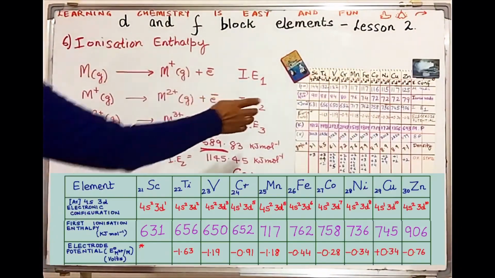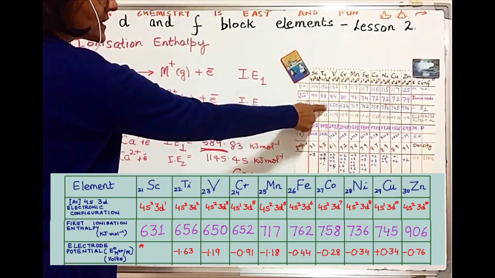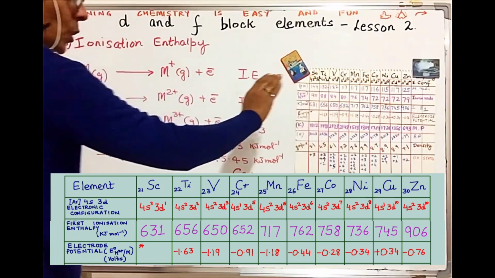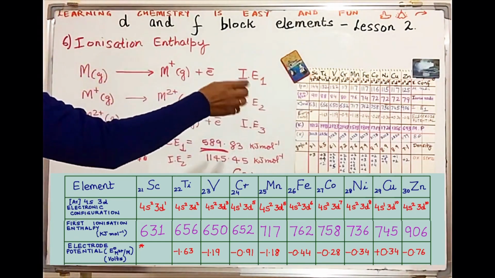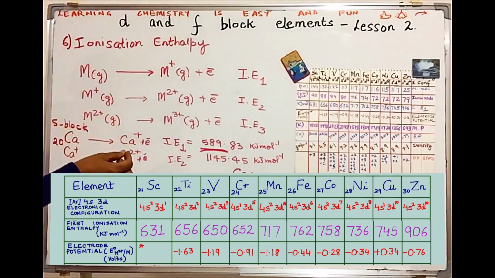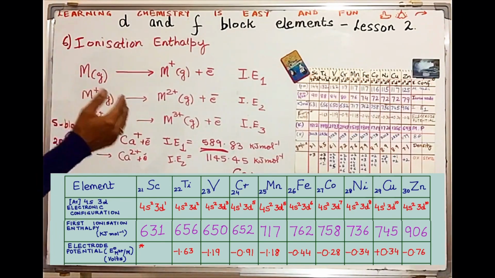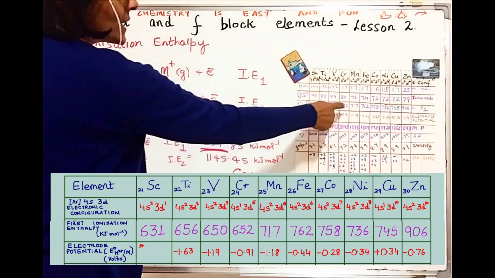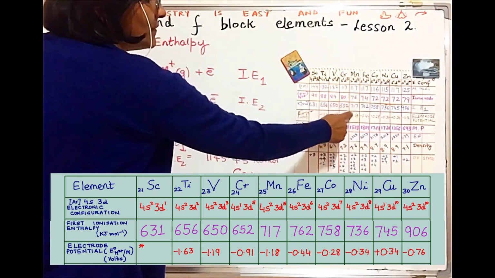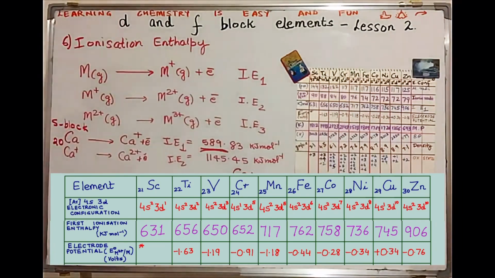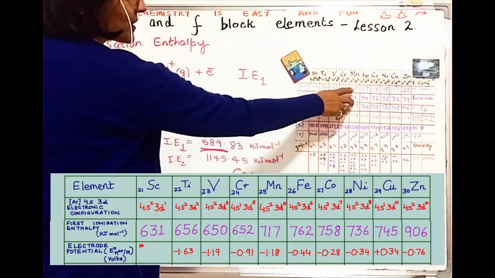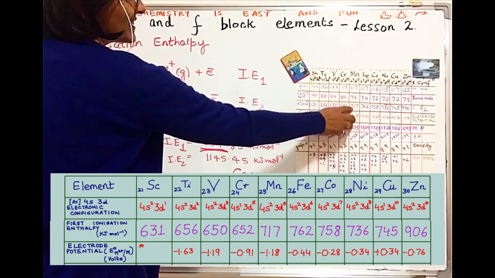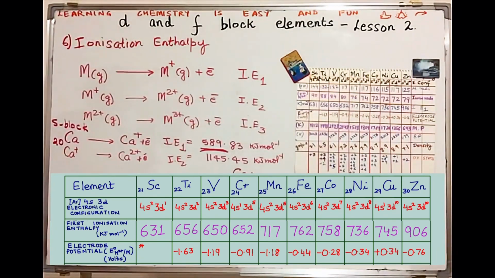You notice 631, 656, 650, 652, slightly increasing. Although there are few anomalies, we can explain it on the basis of the electronic configuration. Come to manganese, 717. See, something interesting. Its atomic radius was 117 and first ionization enthalpy is 717. Can you give me the reason why it is so?